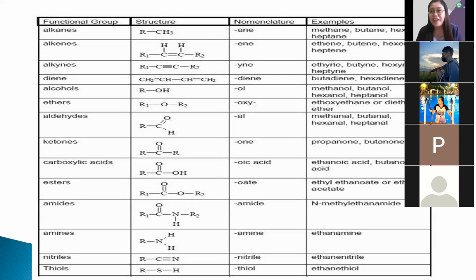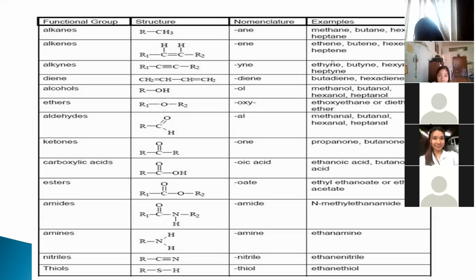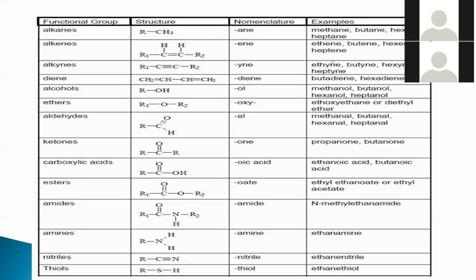That's another chemical compound in organic chemistry. So again, we call it butene, and then hexene and heptene. And yes, that is also correct, propene.